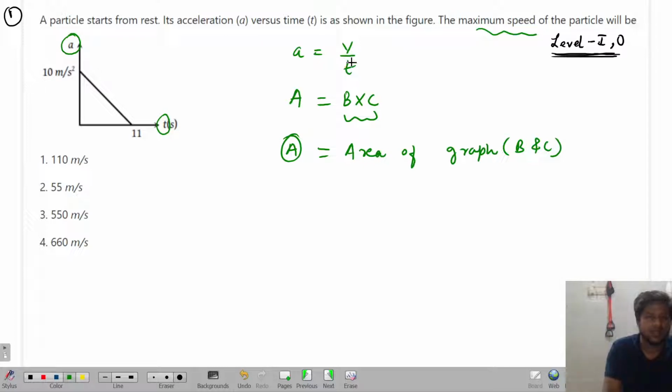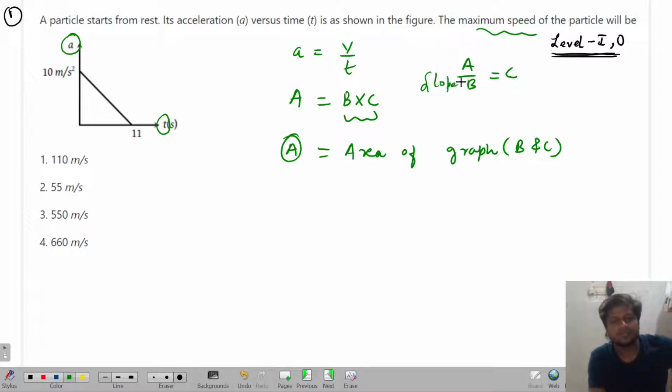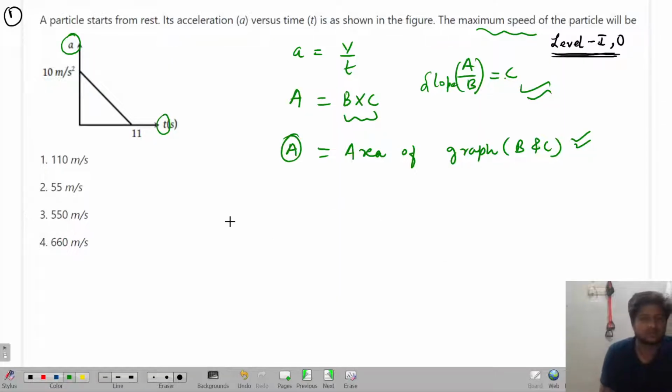Remember this rule, okay? Let's suppose I write A by B is equal to C. If it is in a multiplication form, then the area gives you the left hand side value. If it is in a division form, then the slope of the A and B graph will give you the value of C. Understood or not? So these two things you need to remember always. If it is in multiplication, I'll get the area and find the value of A. If it is in division form, I'll calculate the slope and find the value of C. Understood or not? Tell me, are you able to understand this or not, guys? Yes or no? Everyone? Okay.